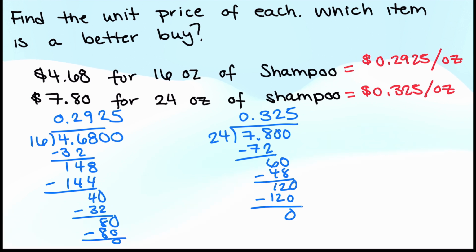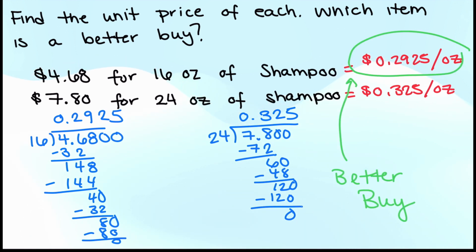So which item is the better buy? That's just asking you which of these items has the smaller unit price. And so it looks like my 16-ounce bottle of shampoo is actually the better buy. And so the unit price is what's giving me that information.